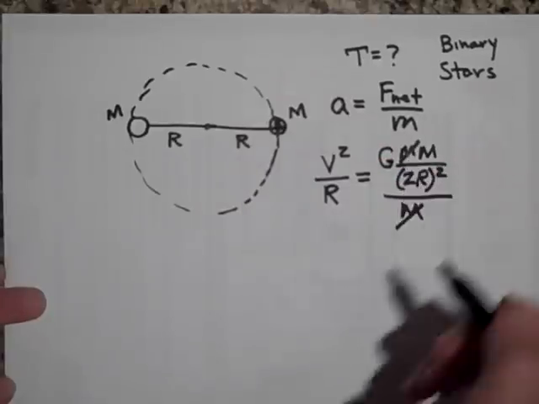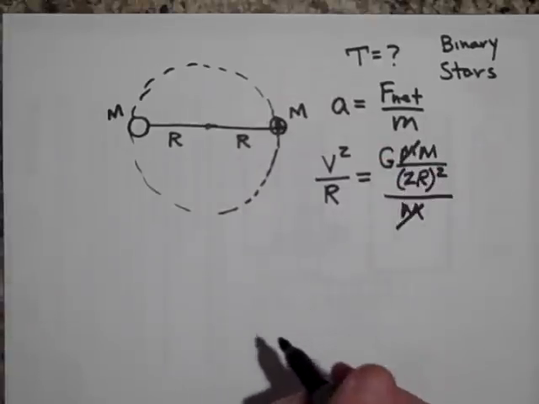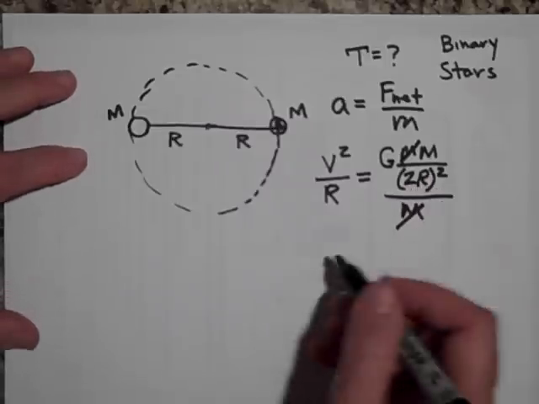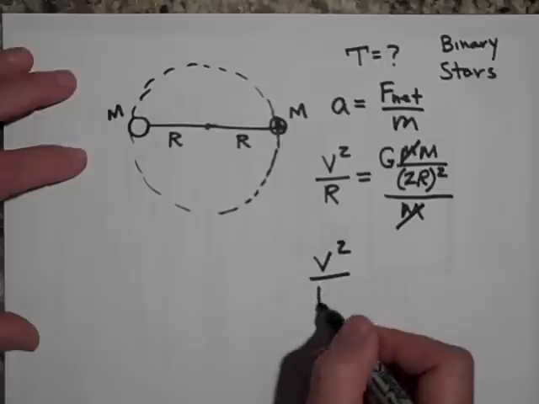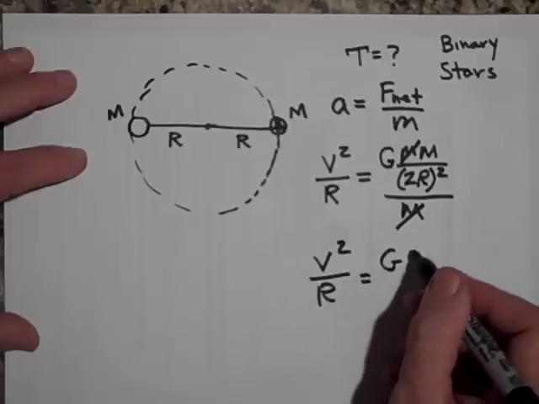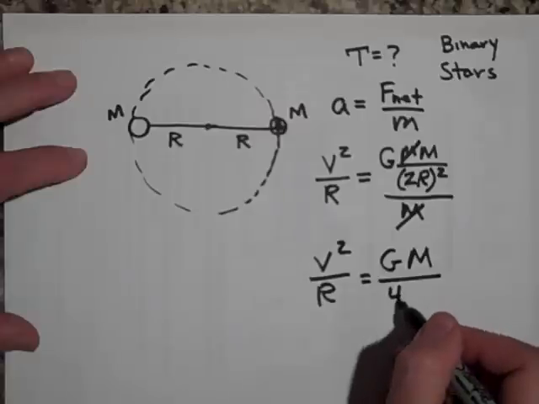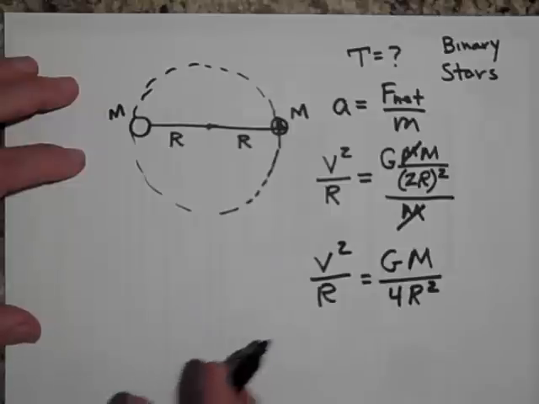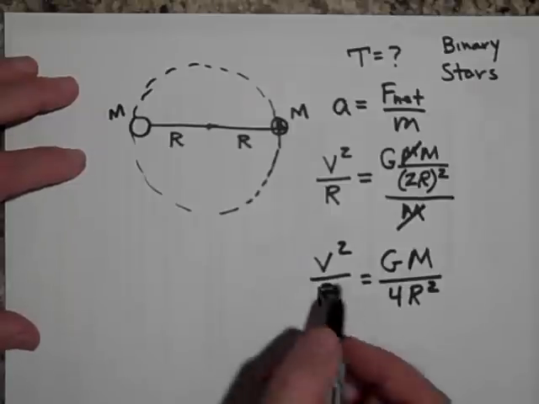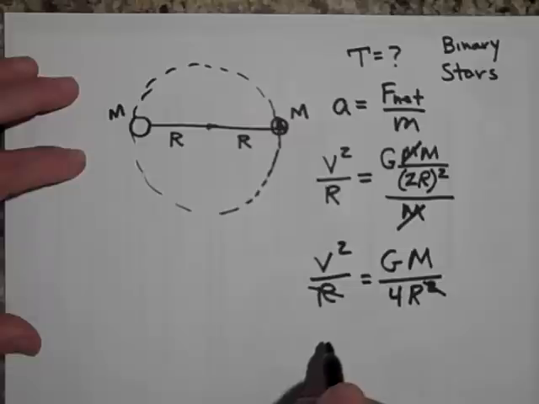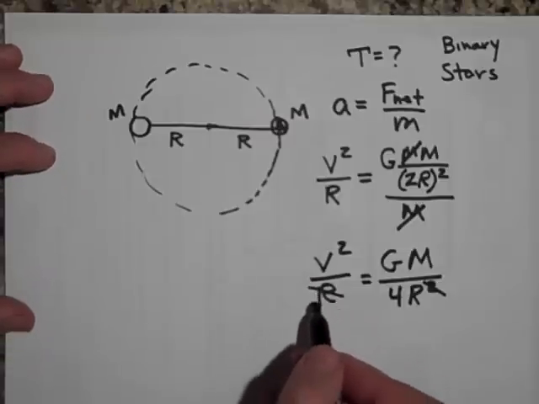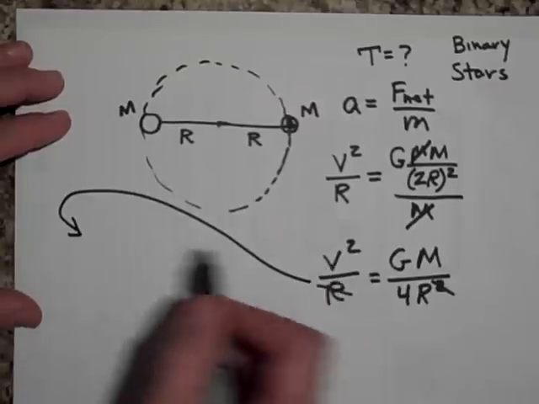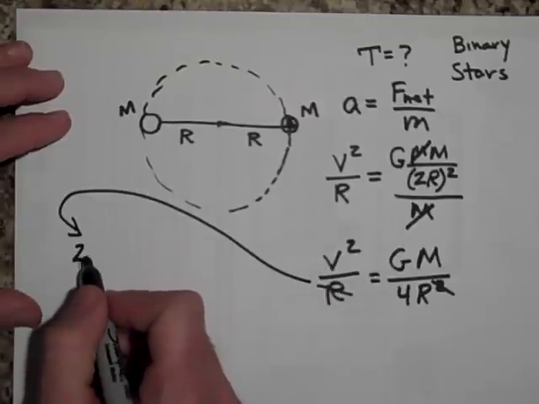So we can get rid of an m. We got to be careful here. Let's square this. This is going to give us 4R squared. So let's write this down here so we don't get this wrong. Okay. And now we want the period, so I'm going to solve this for the period. Let's get rid of one of these R's. And now the period, let's come on over here with this. The period is going to be related by this formula.